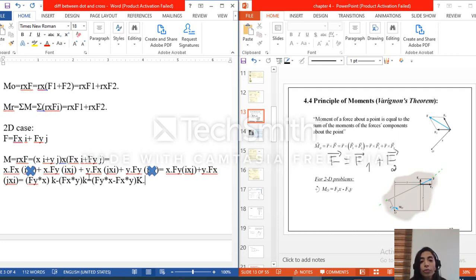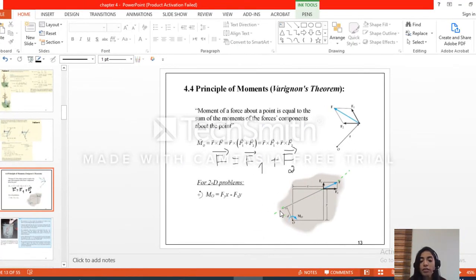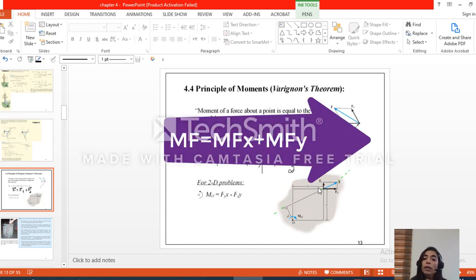Now what if I need to do the same using another method? Basically, if I go to this slide, you can see that here F is divided into two components, fx and fy. And then this F occurs at a position x, y. Now, I know that the moment of the force F is also equal to the moment of the force Fx and the moment of the force Fy. And now what I will do is to apply the rule of the moment in 2D case.